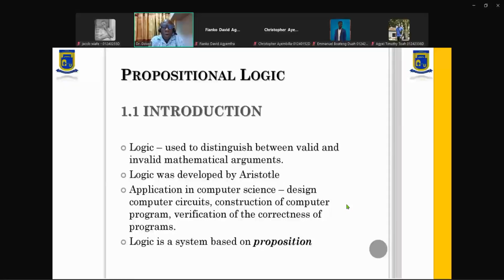This logic topic was first developed by Aristotle. It has a lot of applications, especially in the area of computer science. When you talk of designing computer circuits, construction of computer programs, and verification of correctness of computer programs, these are all applications of logic. So logic is a system based on propositions. That's basically what logic is.